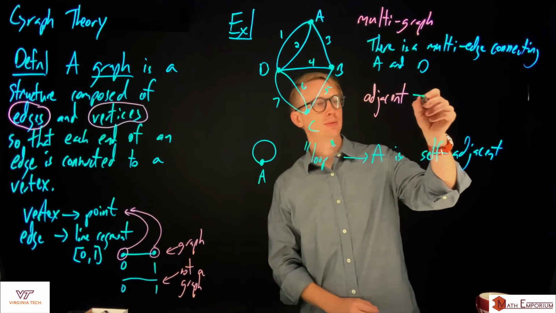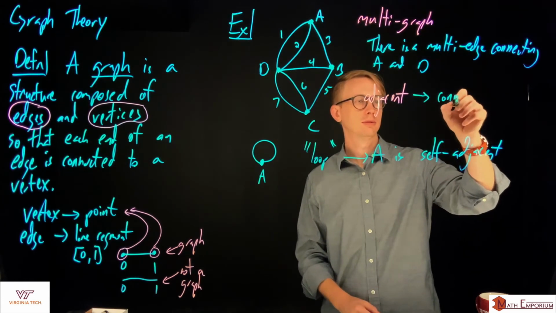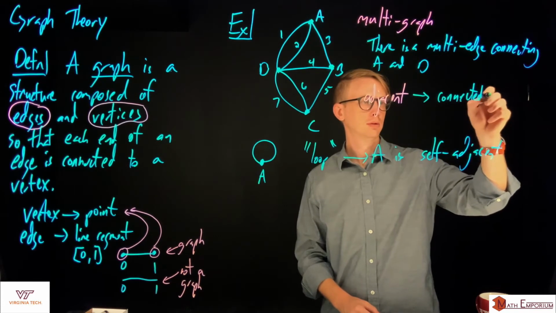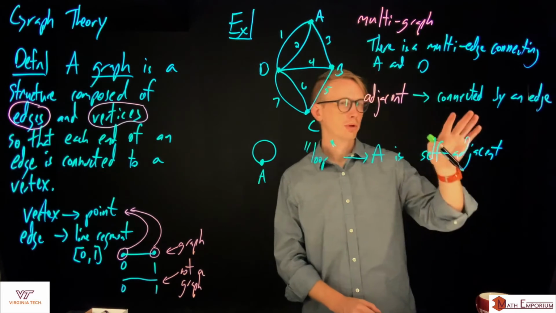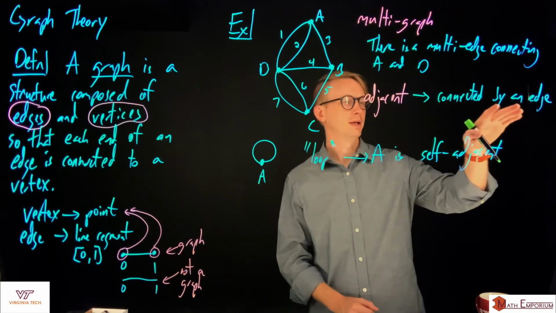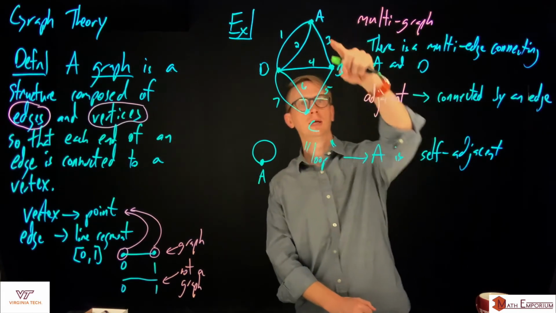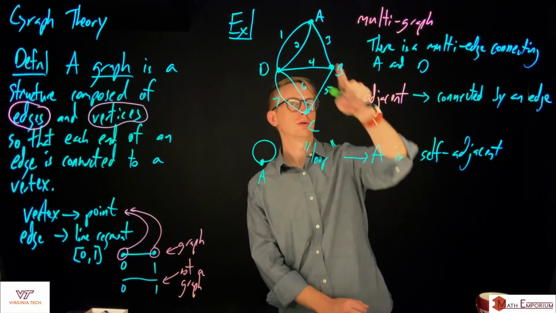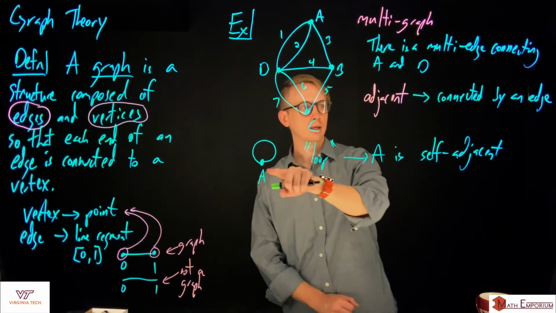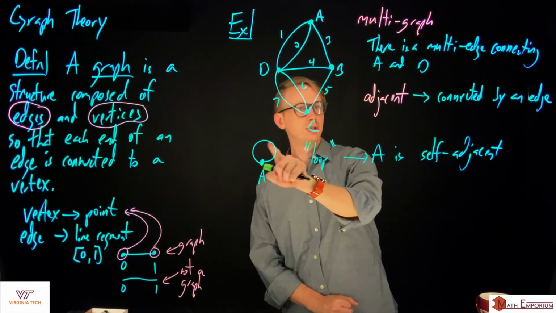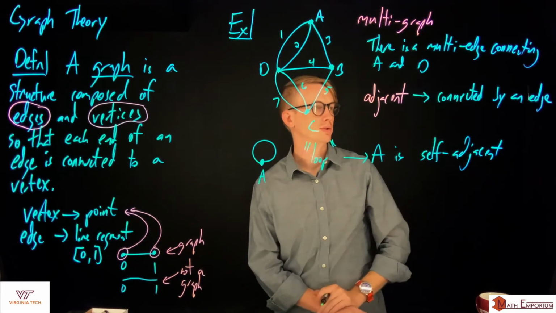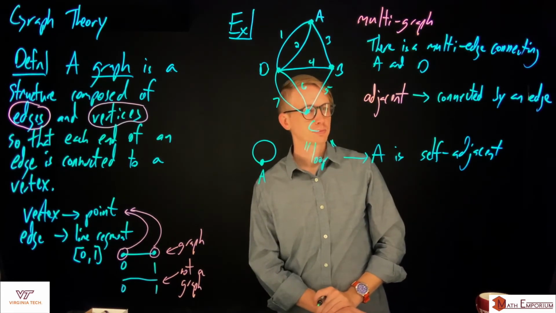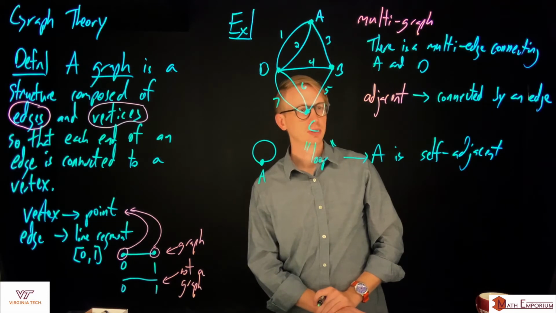Okay, so what does this mean? This means that they are connected by an edge. More or less, you could take connected by an edge and copy and paste the word adjacent. So A and B are connected by an edge, so A and B are adjacent. A is connected by an edge to A, so A is adjacent to A. Right? Although other word choices could be used there. Okay. So that's how you would use the word adjacent. It means they are connected by an edge.